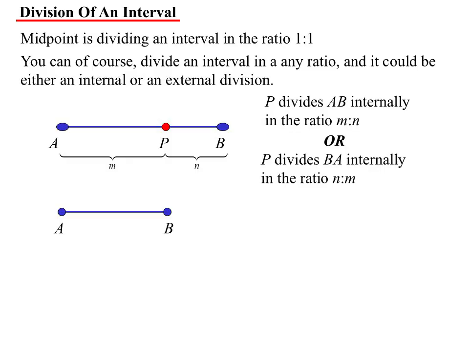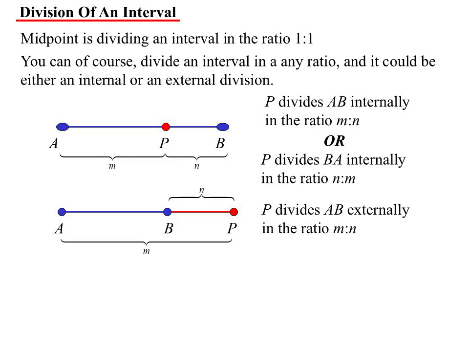Well, that's when the point is on the line, but it's been produced. So it's actually outside the 2 points, external. So P would then be dividing AB externally in the ratio m to n. It's still the same idea. The distance from A to B is m parts, and the distance from B to P is n parts. So that is an external division.